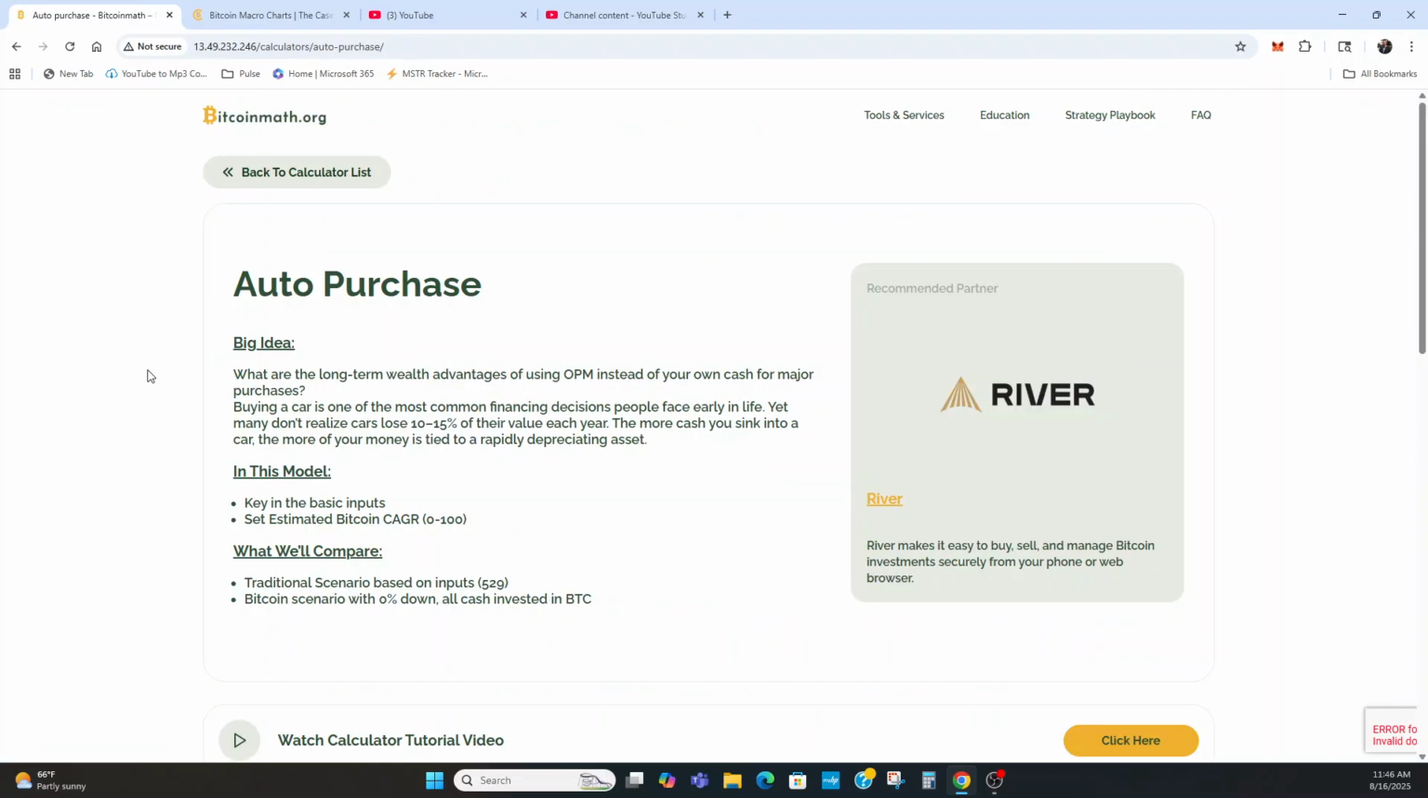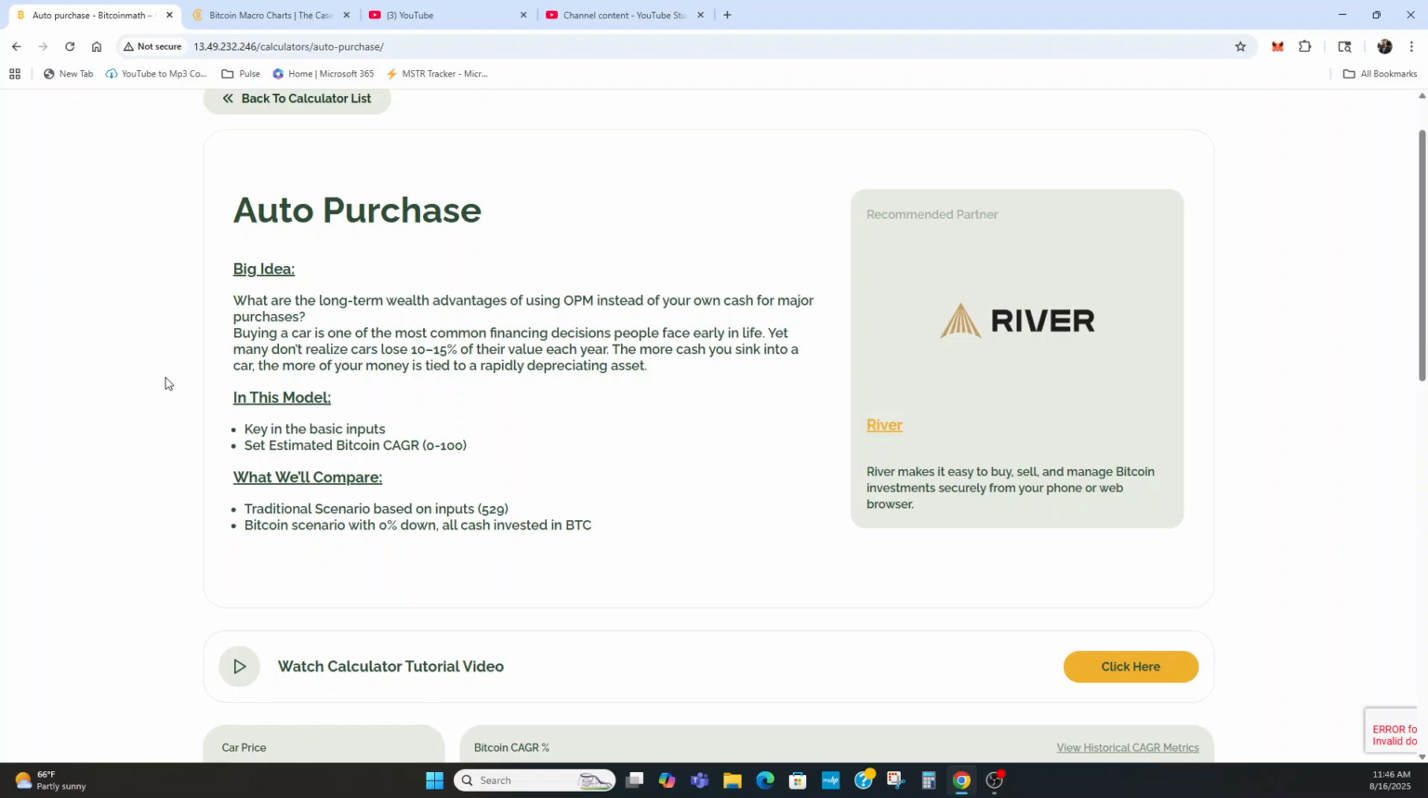So to set the stage here, let's look at the big idea. Similar to the home purchase and some of the other strategic financing models, what we're really looking at is how you use your cash, because assets like cars and homes and boats require down payments. Oftentimes people save up their cash because they're excited about their purchase and put down a lot more money than they might otherwise have to because they don't really know the alternatives and what the long-term impacts of those alternatives might be.